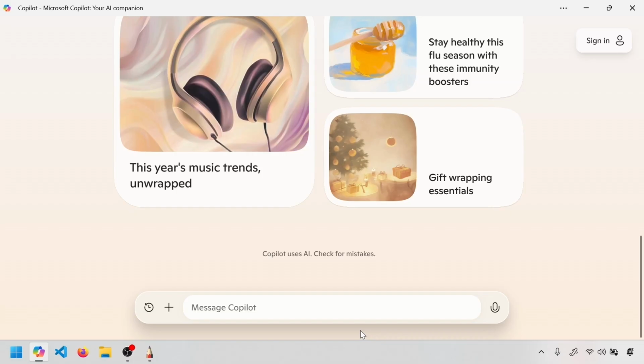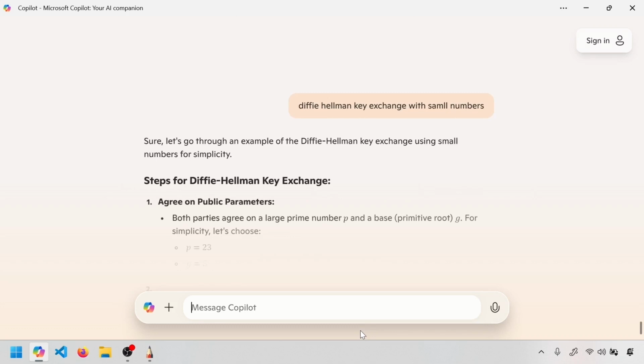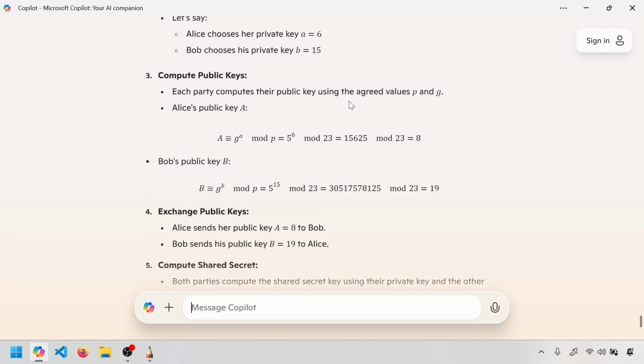So I'm going to type here: Diffie-Hellman key exchange with small numbers. I typed the spelling wrong, I hope it gets it right. Yeah, it does. All good. So we have all the calculation right here.